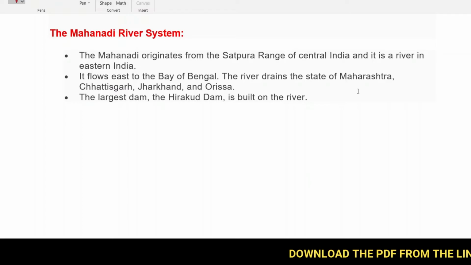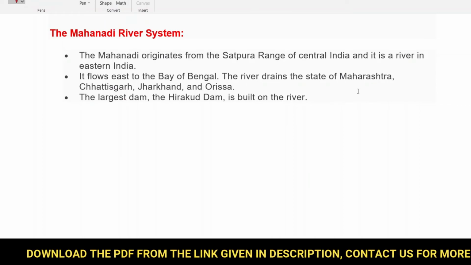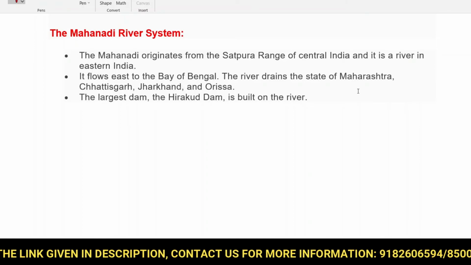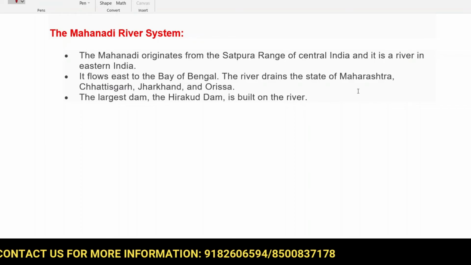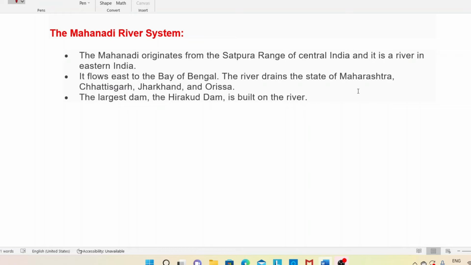Another important factor is the largest dam, the Hirakud Dam, which is built on the Mahanadi. Let's see the flow of the Mahanadi river. We can see here the flow of the Mahanadi between Maharashtra, Jharkhand, Orissa and Chhattisgarh, and finally it drains into the Bay of Bengal. The Mahanadi river originates from the Satpura range.